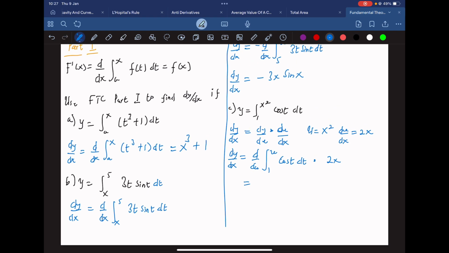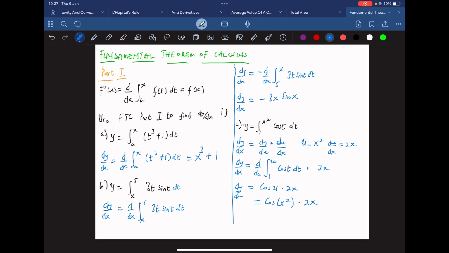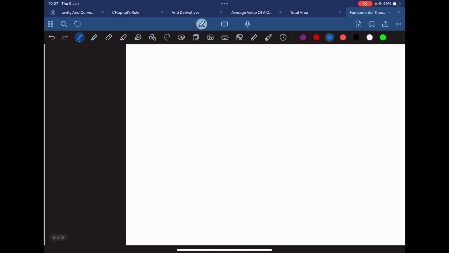So now we have a constant and we have a linear term right here, so we can go ahead and do our substitution. We have cosine of u multiplying 2x, but u was x squared, so we have cosine of x squared multiplying 2x, and this will just be your answer. Whenever you have a term that is non-linear, remember to always use the chain rule.